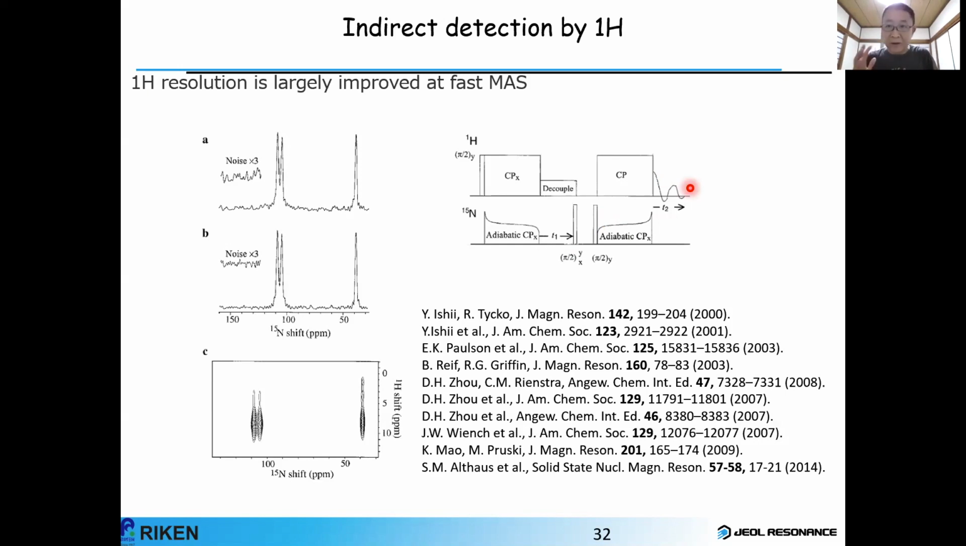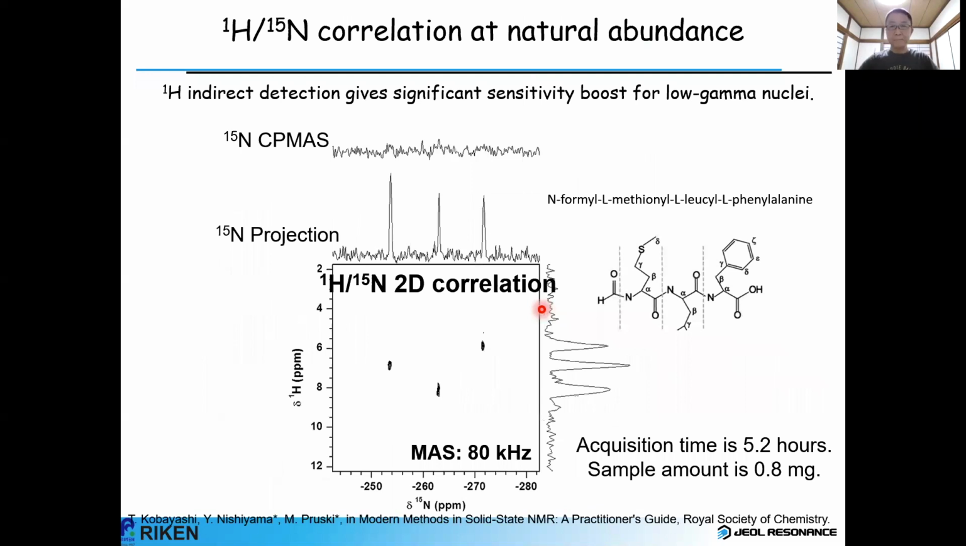The obvious benefit is sensitivity enhancement. As you know, in solution NMR, HMQC and HSQC are widely used as sensitivity enhancement methods. So this is the same approach for solid state NMR. Then as we show, you can see a significant improvement of the sensitivity by proton detection.